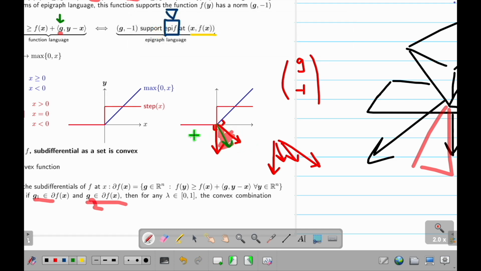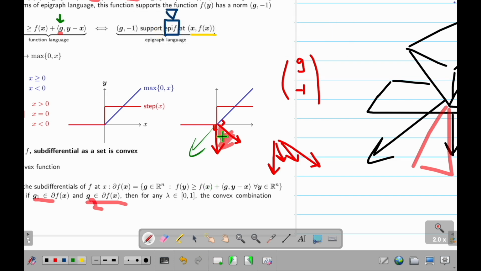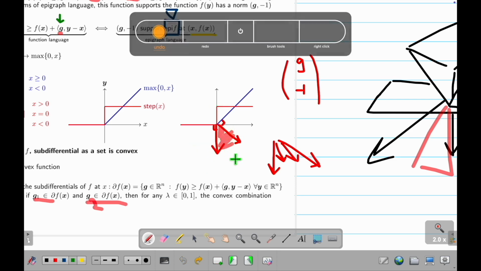Why? Because this corresponds to the hyperplane of this, which is also a support. Correct? Then, this is not a subgradient. Why? Because this green line is not a convex combination of these two red things. Therefore, this is not. And also, this one is not inside the convex set. This violates the convex set definition. So therefore, this is not a subgradient.